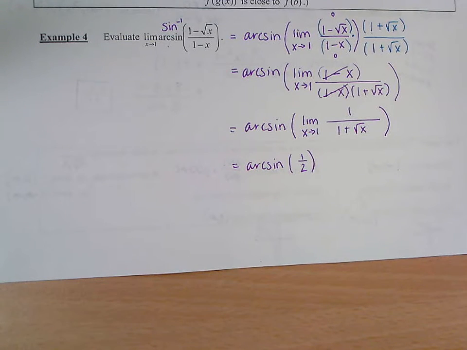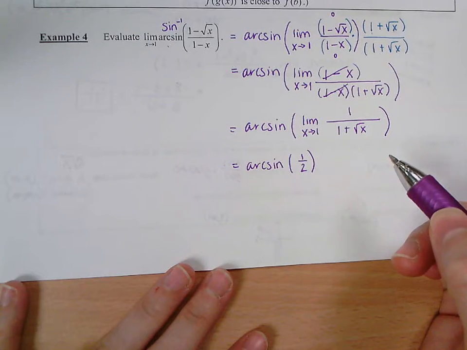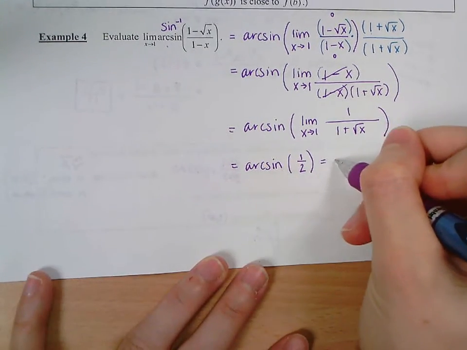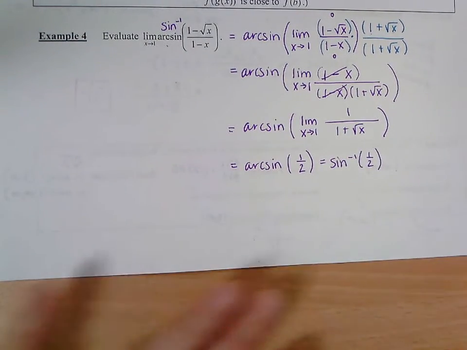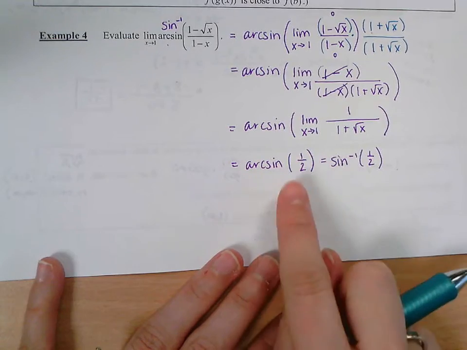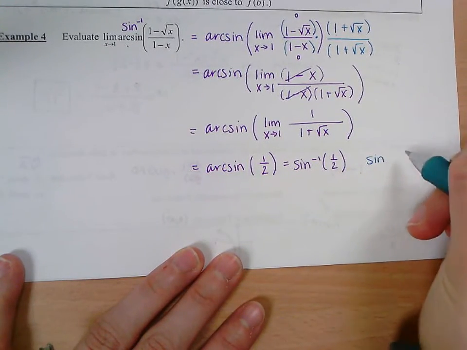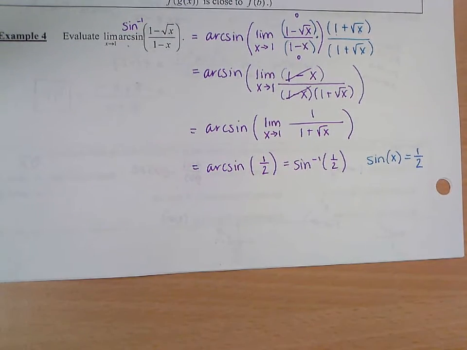What is the answer? Remember, another way to write this is inverse sine of 1/2. So what you are solving when you evaluate this is, sine of what is equal to 1/2? Your answer is an angle in radians. So sine of what angle is equal to 1/2? Pi over 6.